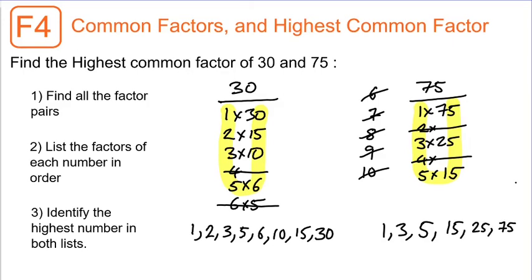I'll highlight the numbers common to both lists. And the highest number that appears in both lists is 15.